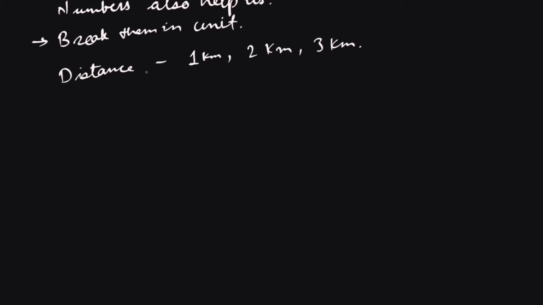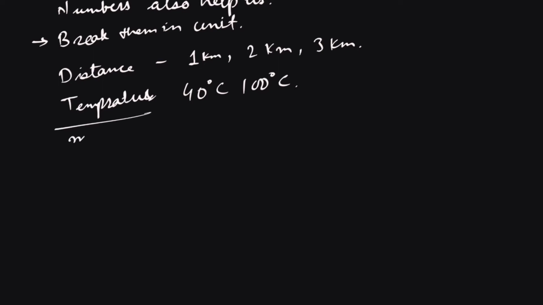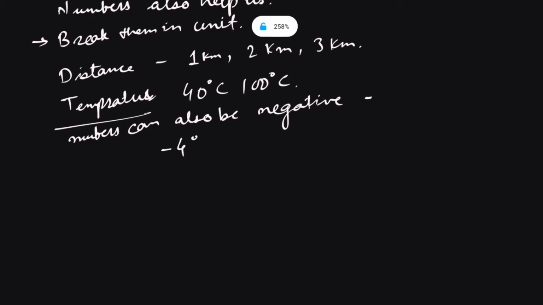And now we can multiply distances, add distances, subtract distances, because we're using numbers. Similarly, for example, if we were to measure temperature, we measure that in degrees Celsius. So we have 40 degrees Celsius, 100 degrees Celsius, different numbers. Numbers can also be negative, and we represent them with a dash before them. So minus 4 degrees Celsius means 4 less than 0.